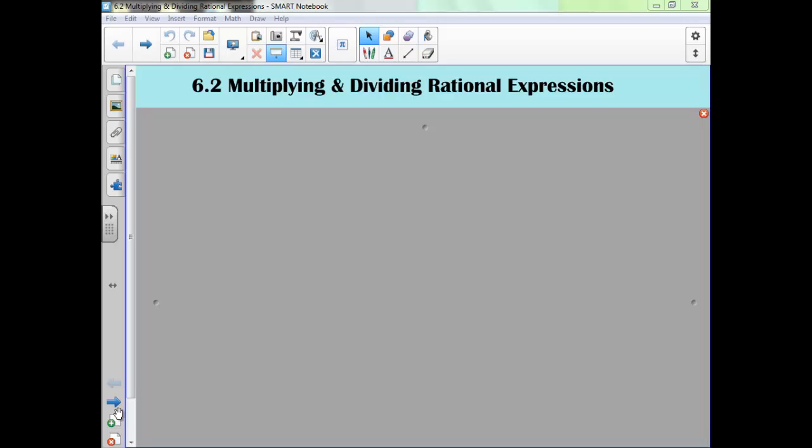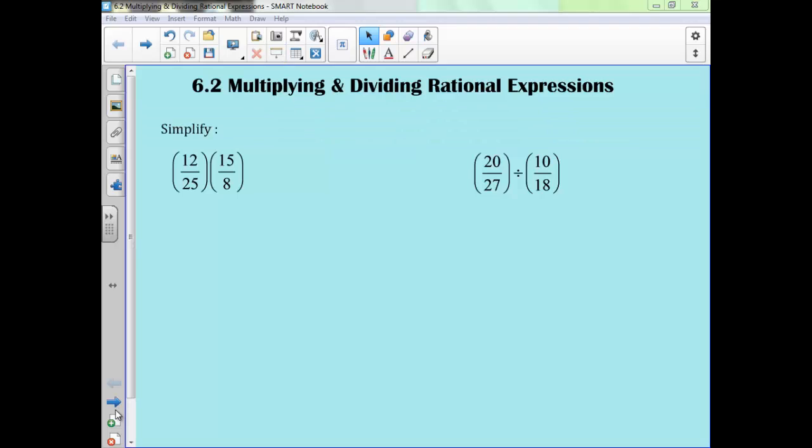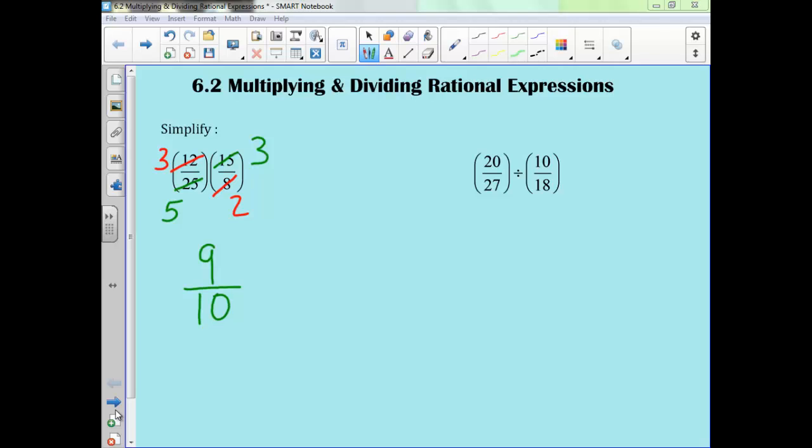Section 6.2, multiplying and dividing rational expressions. So let's start by just remembering how we multiply and divide fractions. Notice with these first two, the 12 and the 8, we can divide them both by 4, left with 3 and 2. And the 25 and 15, we can divide both of them by 5, and left with 5 and 3. And then you just multiply across, and we're left with 9 tenths.